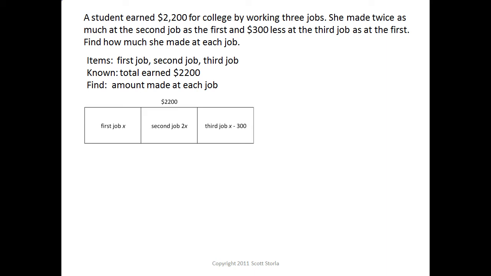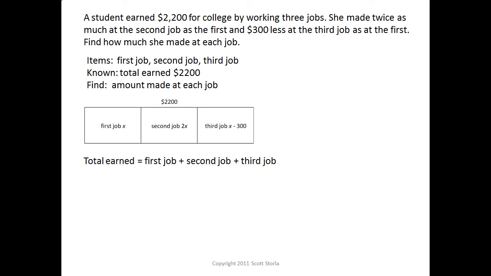We know the total is $2,200. If the first job is X, we're told that the second job earns us twice as much, so that would be 2X. And then that the third job earns 300 less, so that would be X minus 300. It's 300 less than the first job, and the first job was, well, that's our variable X.